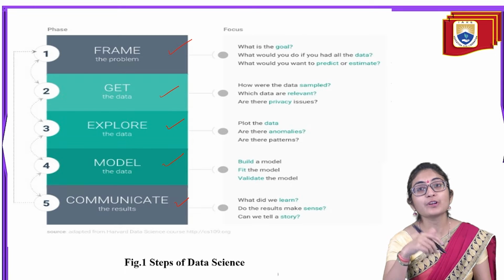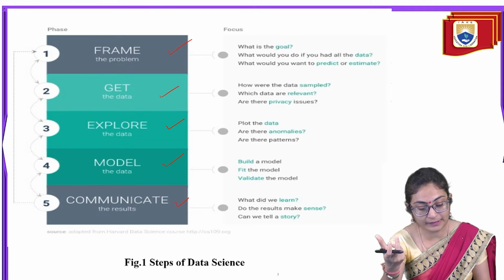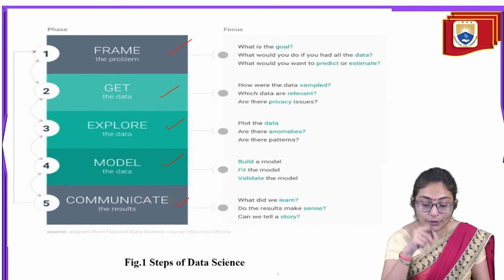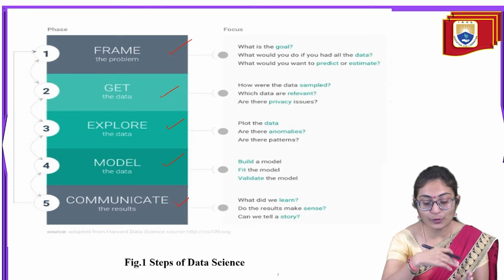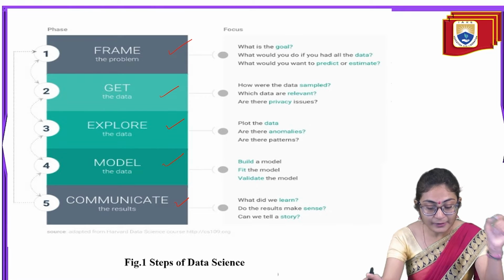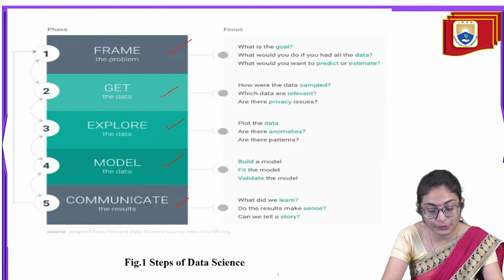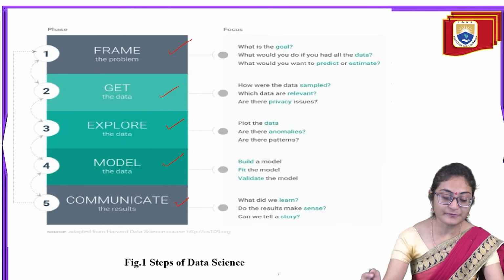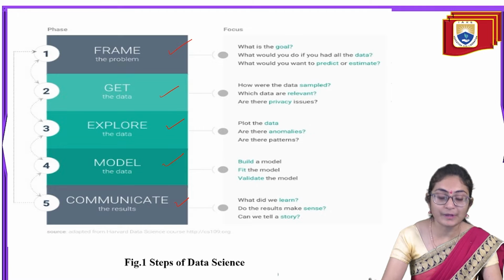For this purpose, we have to focus on the goal of the data. We have to think about what the goal of the data is. What would you do if you had all the data? And you also have to think about what you would want to predict or estimate. In the first step, you have to frame like this.